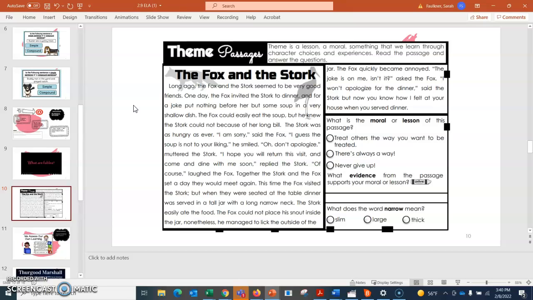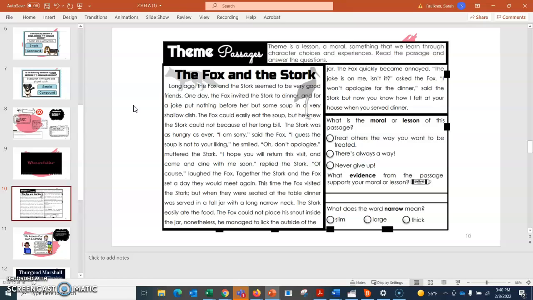"I'm sorry," said the fox. "I guess the soup is not to your liking." He smiled. "Oh, don't apologize," muttered the stork. "I hope you will return this visit and come and dine with me soon," replied the stork. "Of course," laughed the fox. Together the stork and the fox set a day they would meet again. This time the fox visited the stork. But when they were seated at the table, dinner was served in a tall jar with a long, narrow neck.